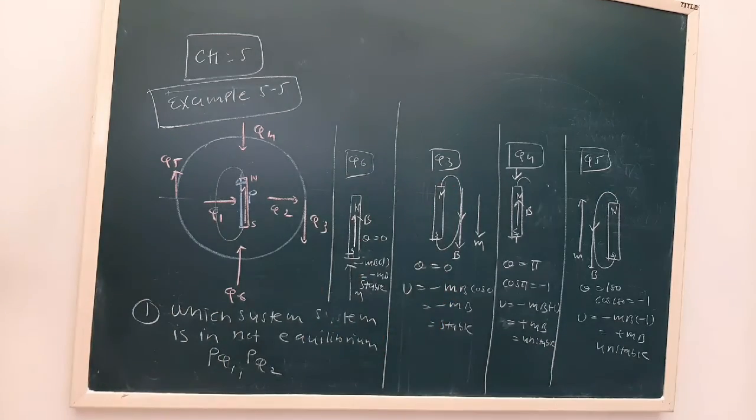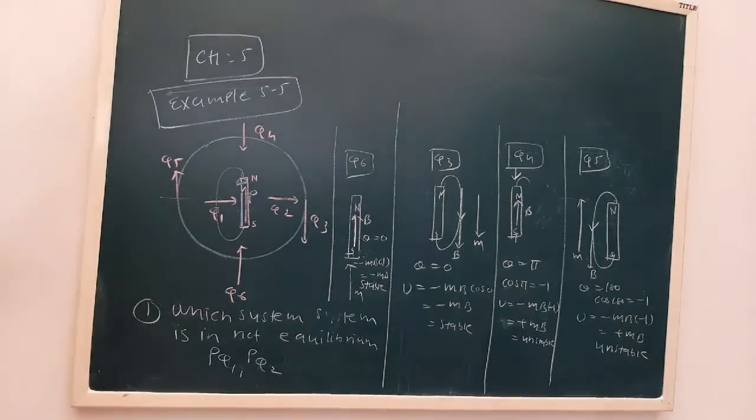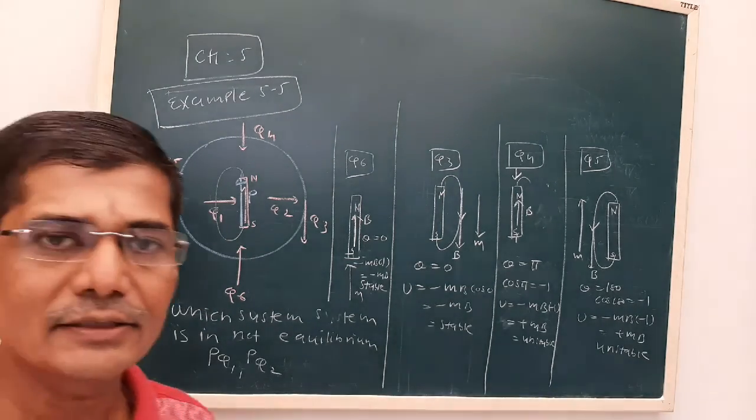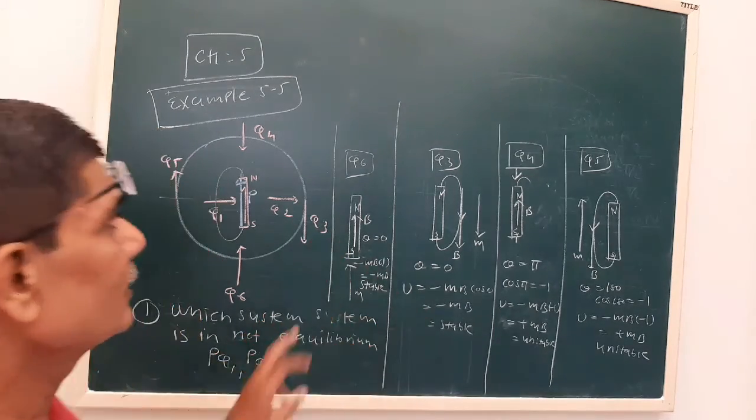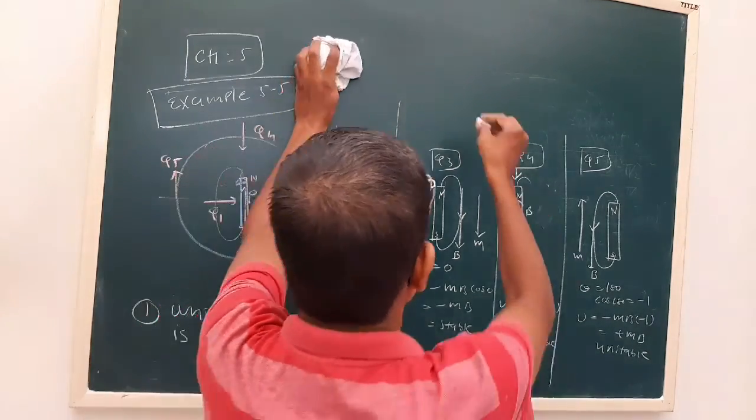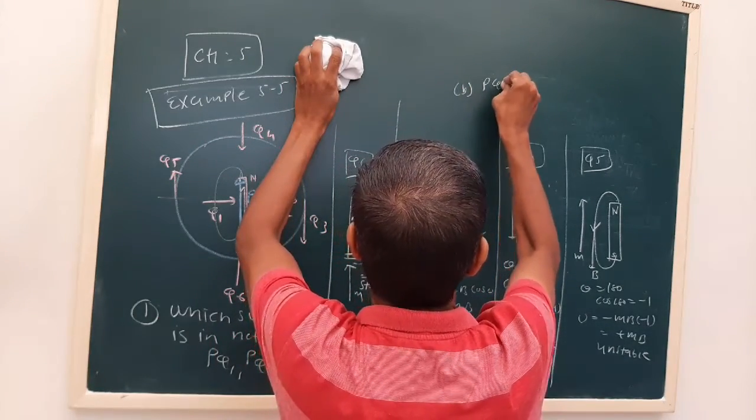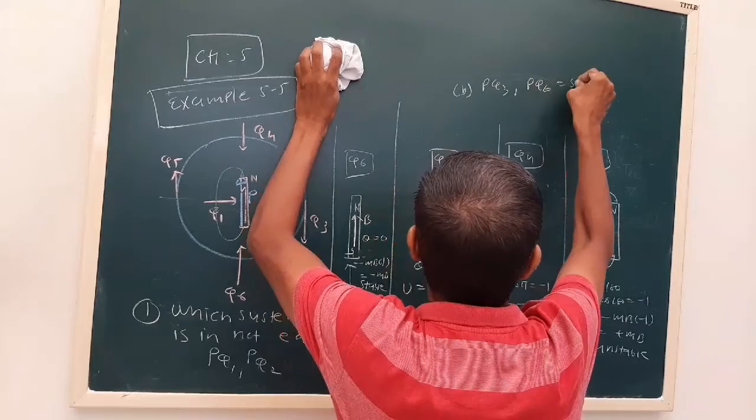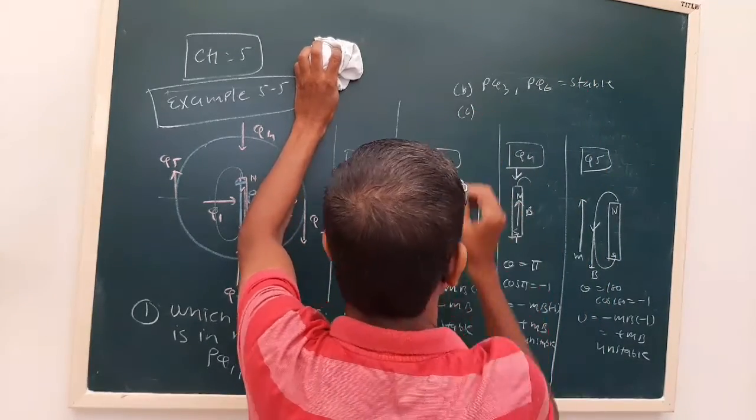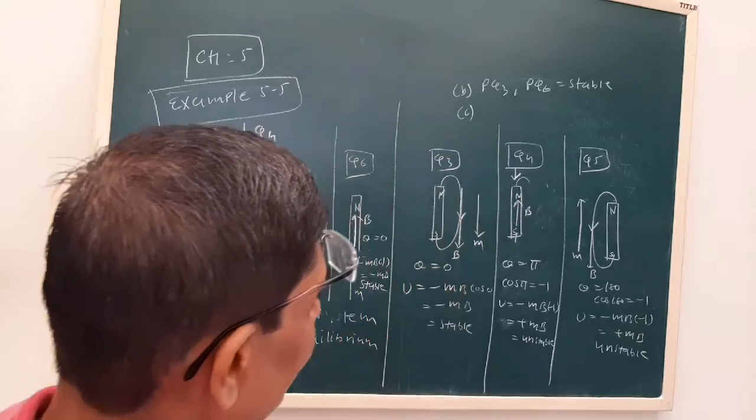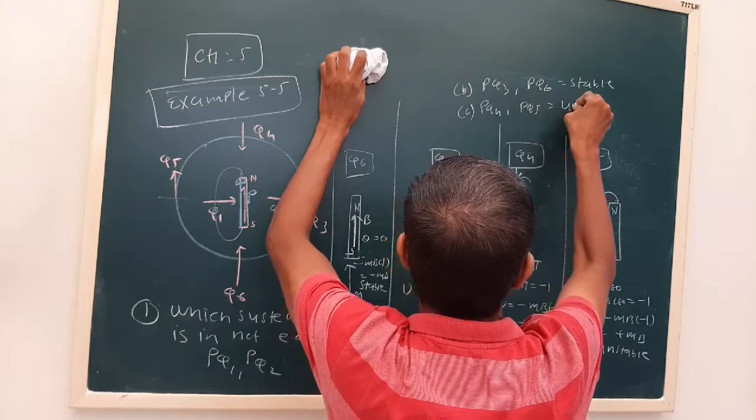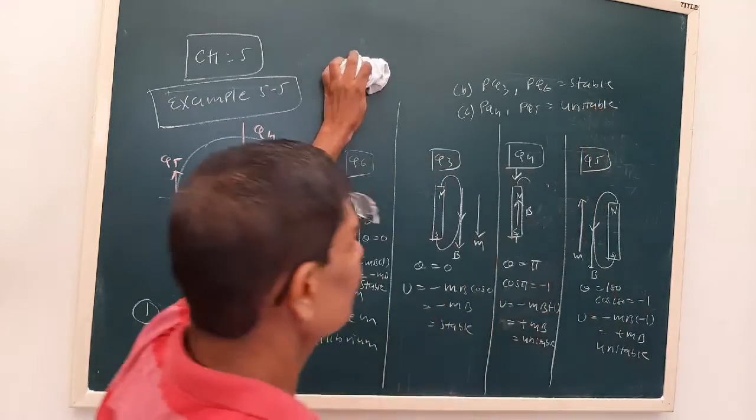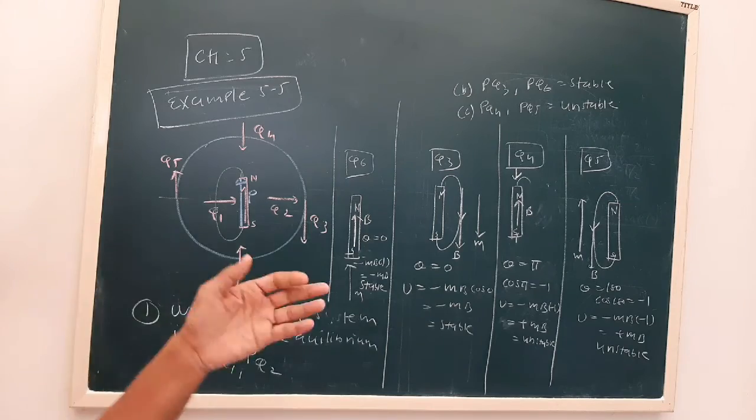So what we see: when M and B are in the same direction, it is in stable equilibrium. When M and B are in opposite directions, it is unstable. So from this we can say Q3 and Q6 are stable equilibrium. So for the second part of the question, PQ3 is stable. Then PQ4 and PQ5 are unstable.